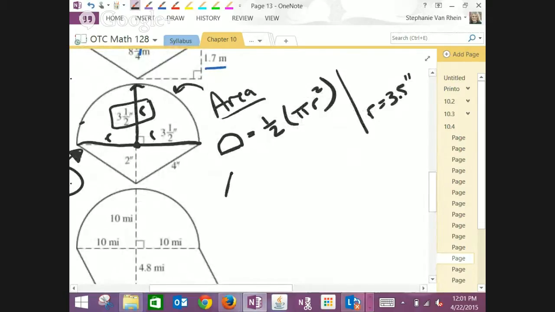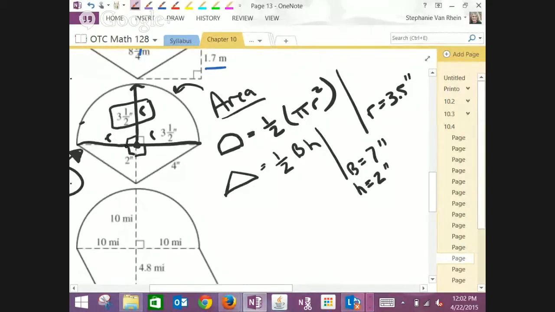What would be the area of the triangle? 1/2 base times height. So what would be our base? 7, all right, 3.5 plus 3.5. And our height would equal 2. Here we could say vertical angles are congruent, so all those are 90 degrees.